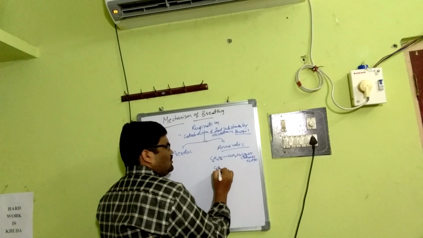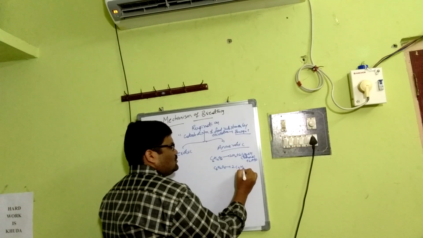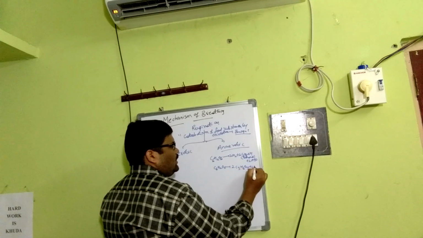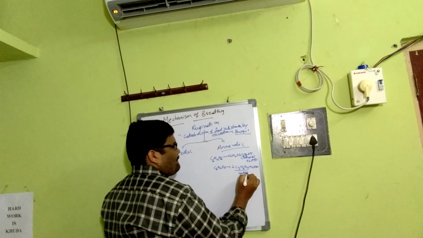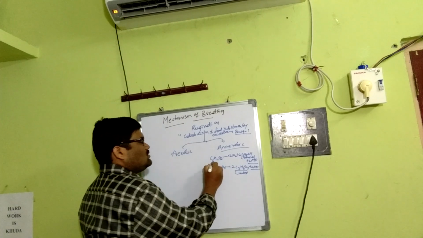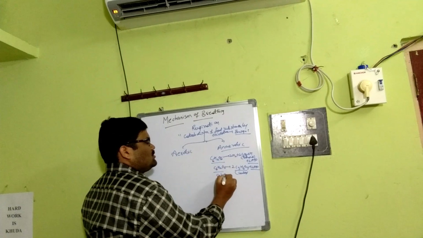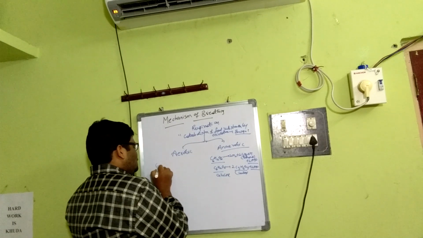Likewise, C6H12O6 gives 2C3H6O3 plus 2 ATP. It is lactate. Just 2 ATPs when one glucose molecule is oxidized. In general, aerobic respiration, what exactly is it?